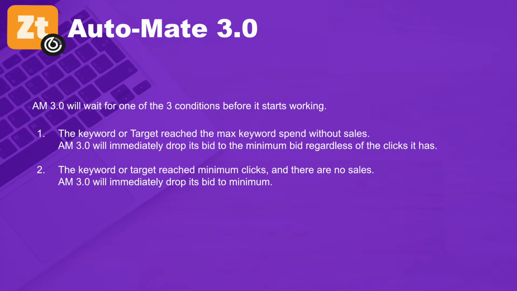Automate 3.0 will wait for one of the three conditions before it starts working. Number 1. If the keyword or target reached maximum keyword spend without sales, Automate 3.0 will immediately drop its bid to the minimum bid, regardless of the number of clicks the keyword or target has. Number 2. If the keyword or target reached the minimum action clicks, and there are no sales, Automate 3.0 will immediately drop its bid to the minimum bid.